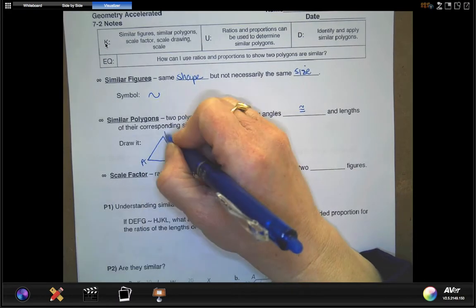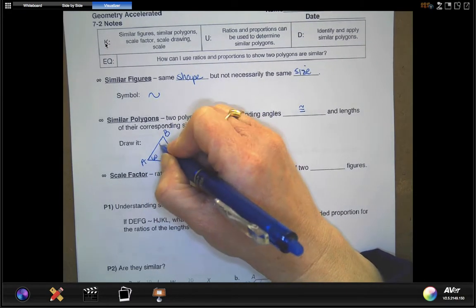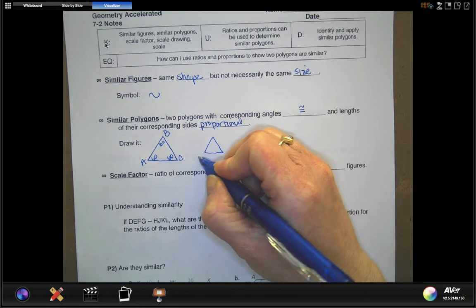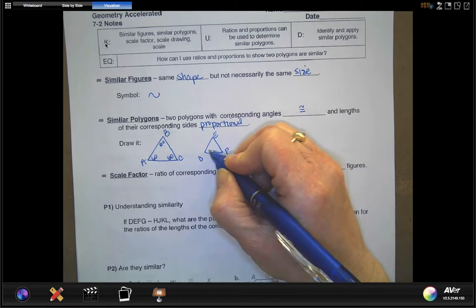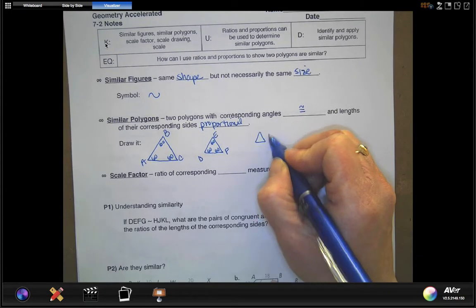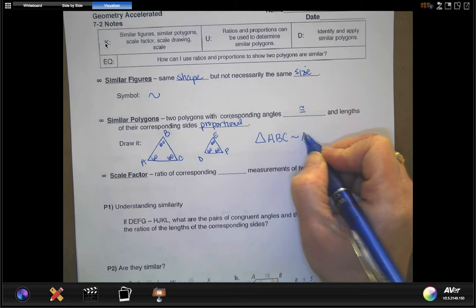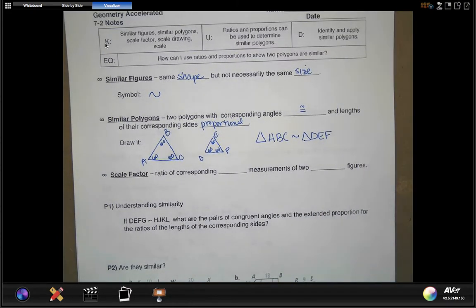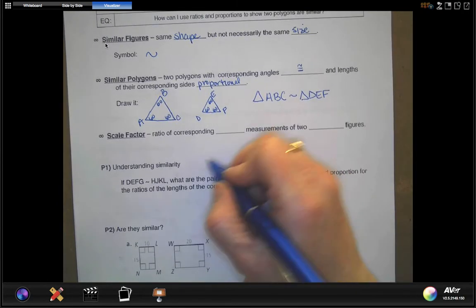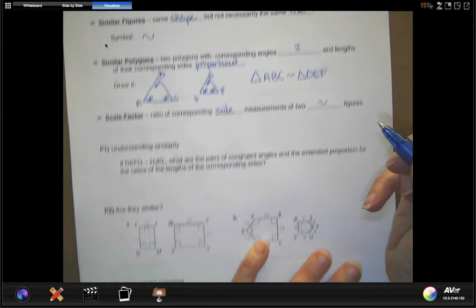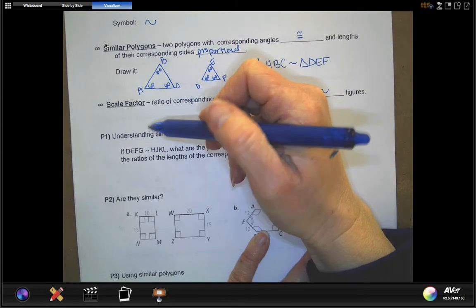So I could draw, here's triangle ABC, and they're all 60 degrees. Here's triangle DEF, so they're not the same size, but the angles are the same. So I would say here triangle ABC is similar to triangle DEF. All right, the scale factor is the ratio of the corresponding side measurements of two similar figures. So let's look at these examples here.